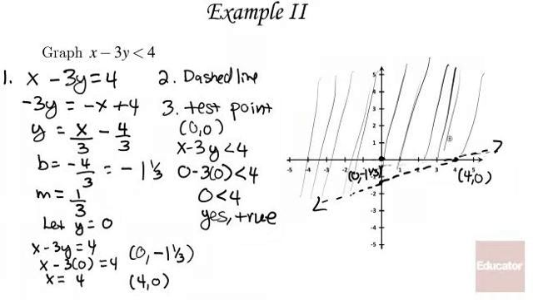First, graphing the line, I found my y-intercept and my x-intercept. I graphed the line using a dashed line because it's a strict inequality. I used 0, 0 as the test point and found that when I used the test point, my inequality was satisfied. So that test point must be in the correct half plane. So I shaded that in.